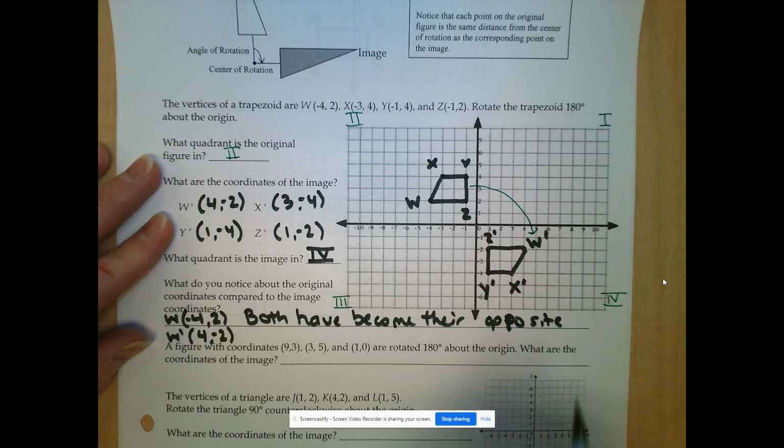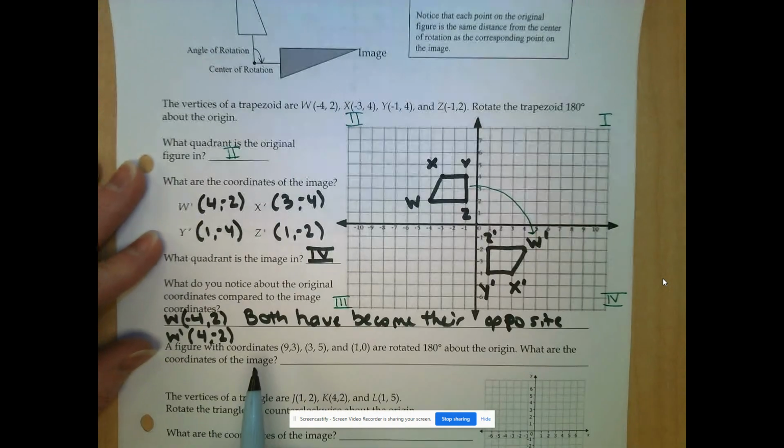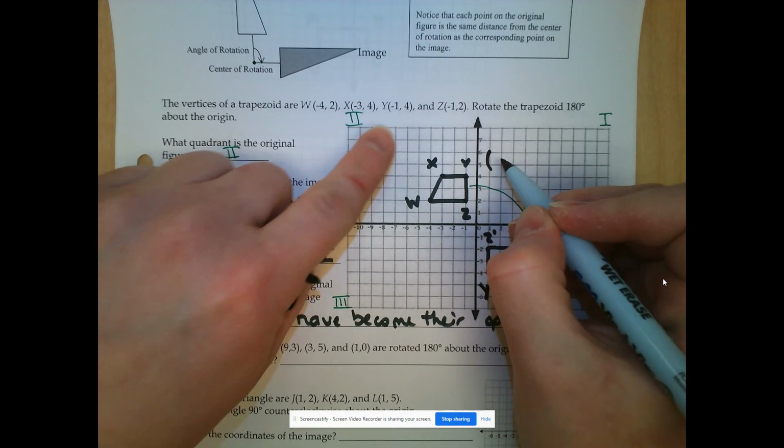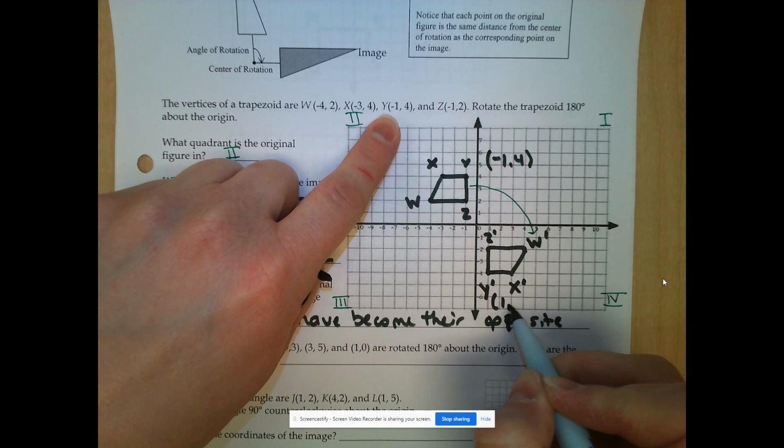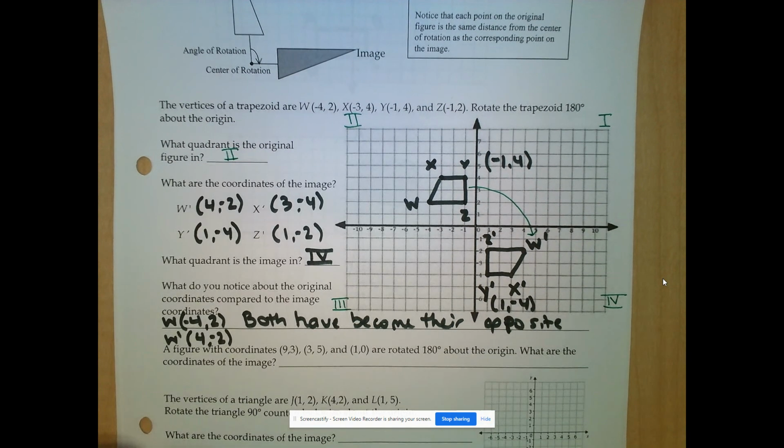And this is true when you are rotating 180 degrees. So if we look at, say, the coordinate for Y, Y was -1, 4. Y prime is now 1, -4. They've both become their opposite. So that holds true.